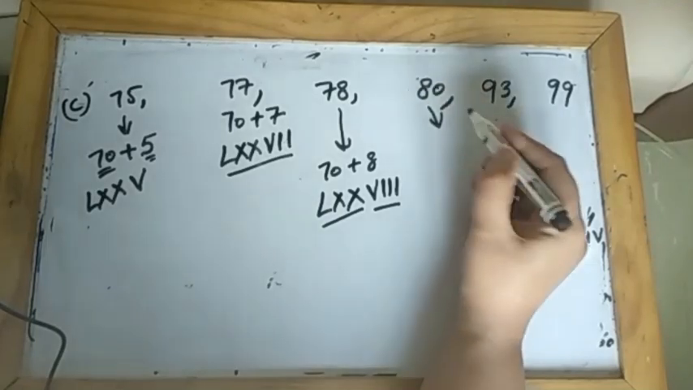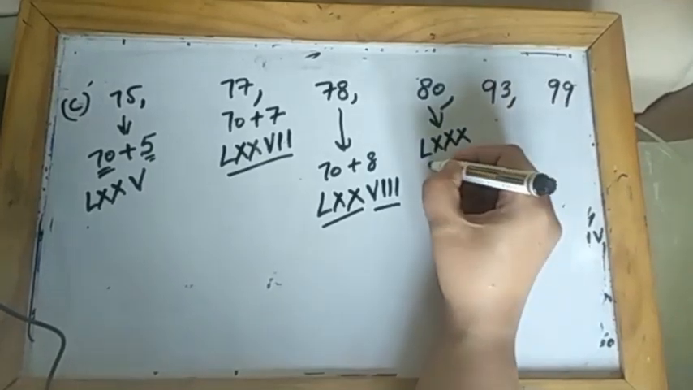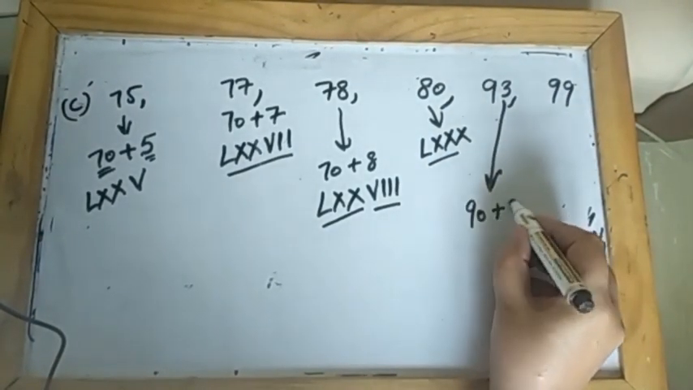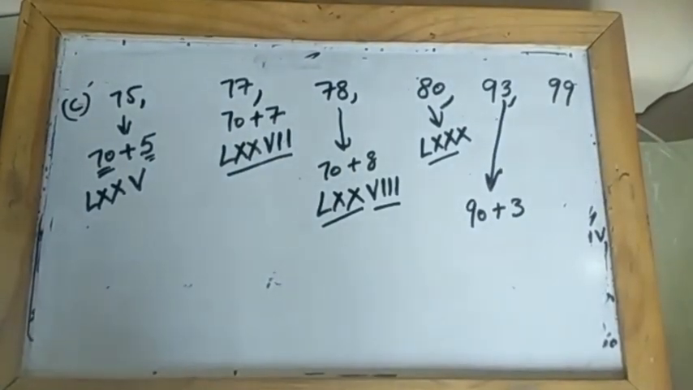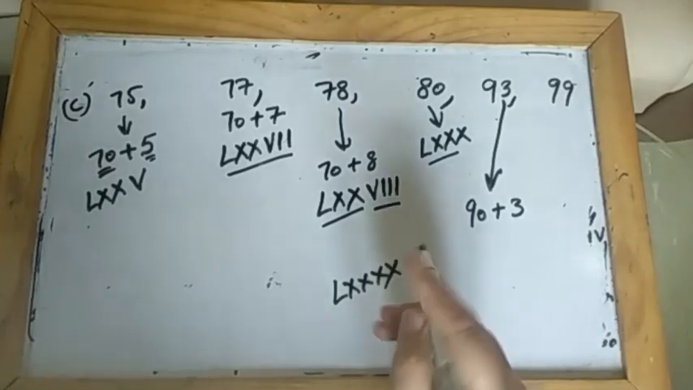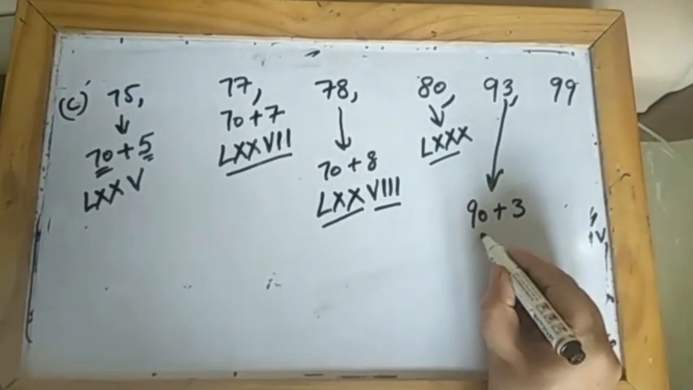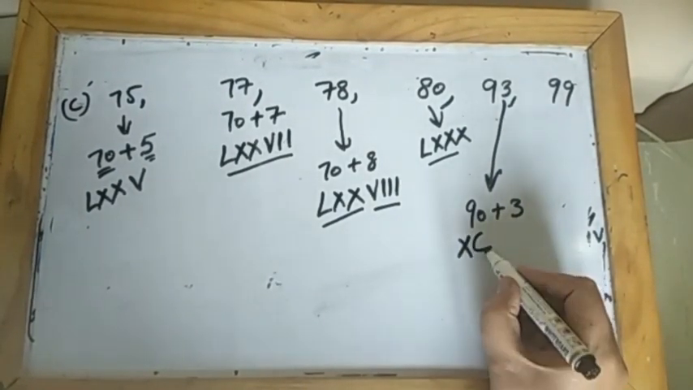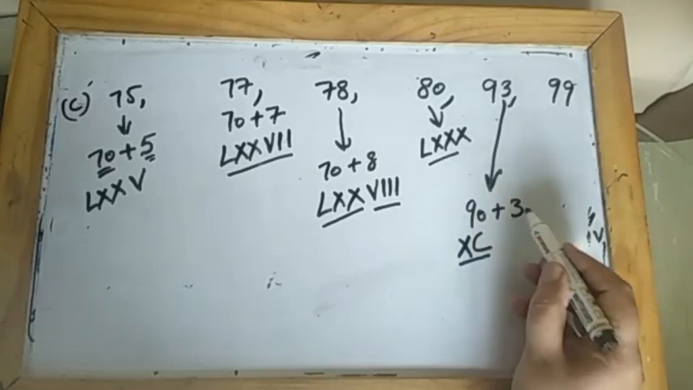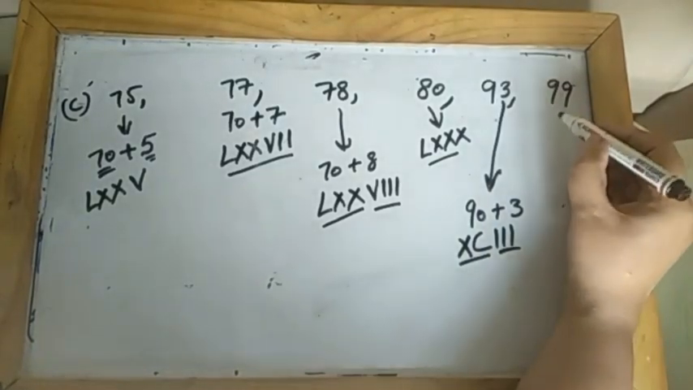Now 80. How do you write 80? 50, 60, 70 and 80. So this is how we write 80. Now 93. 93 means 90 plus 3. And how do you write 90? After 80, I cannot write X 4 times to make it 90. I cannot repeat X 4 times. So what is the symbol for 90? It's 100 minus 10. So this XC is a symbol for 90. So 90 plus 3. 3 is like this. So this becomes 93.